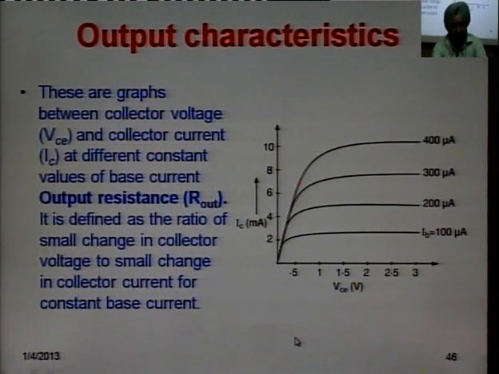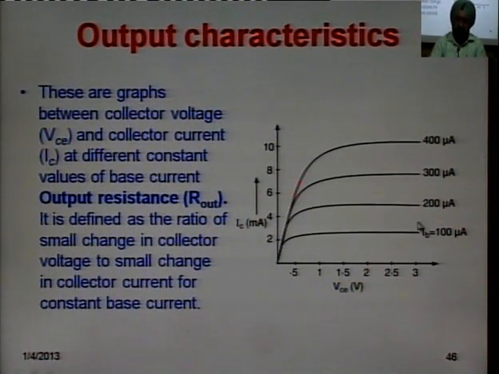Output characteristics. What comes at the output? The voltage applied between collector and emitter, and the output current, the current at the collector. So the graph between these two is called output characteristic. So a graph between collector voltage and collector current at different constant values of base current is what is called output characteristic.